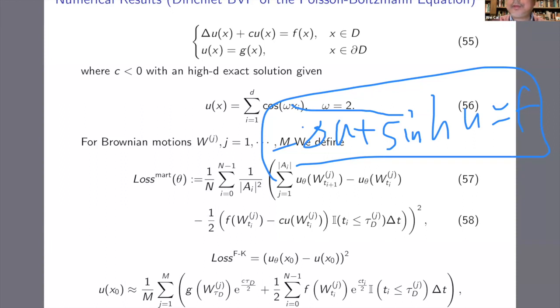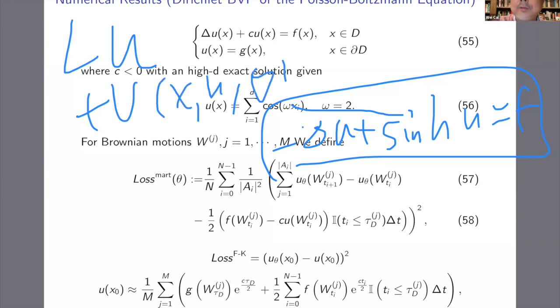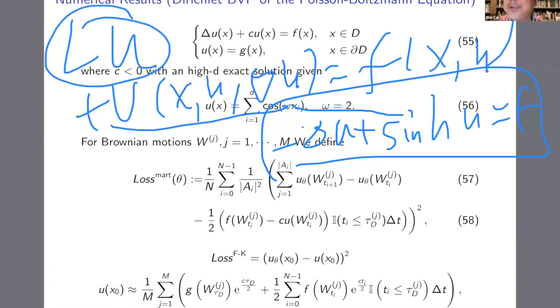Why is this not moving here? Okay, because my problem was written like this: LU plus V(x,U) gradient U equals F(x,U). So I only need this part to be linear. This part can be nonlinear. So I can solve the equation nonlinear in the lower order terms, not in the second order term. Right, like the Klein-Gordon type. Yes, like Klein-Gordon, the nonlinear Poisson-Boltzmann equation. This one.